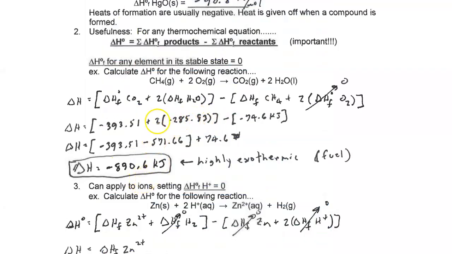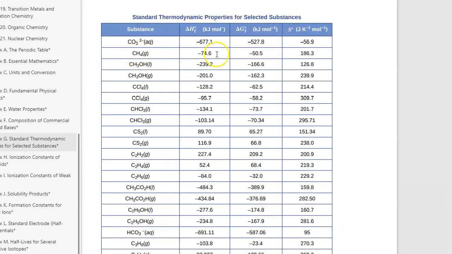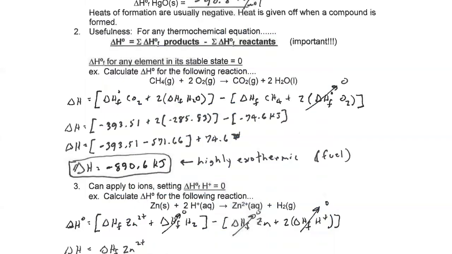Negative 285.83, that's this number right here, multiply that by 2. Okay, minus, we know this is 0. Look up the heat of formation for CH4. Okay, here we are. And that's negative 74.6. This goes a whole lot quicker when you can edit, instead of watching me scroll to find all these things. But it's in there somewhere. Negative 74.6. And that's where this came from.